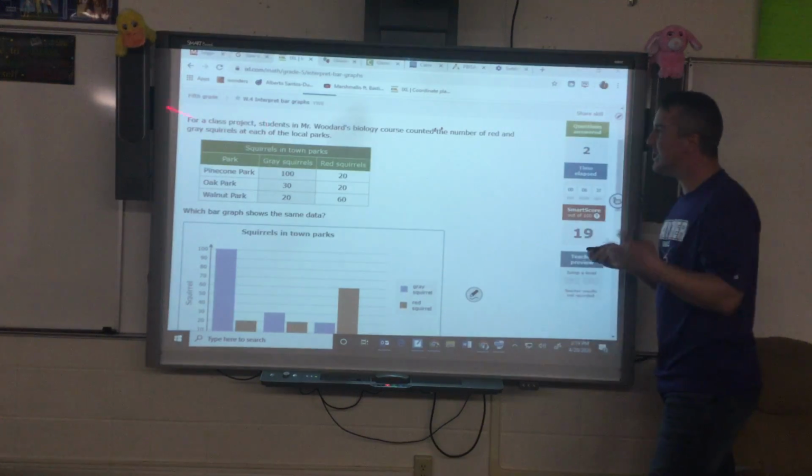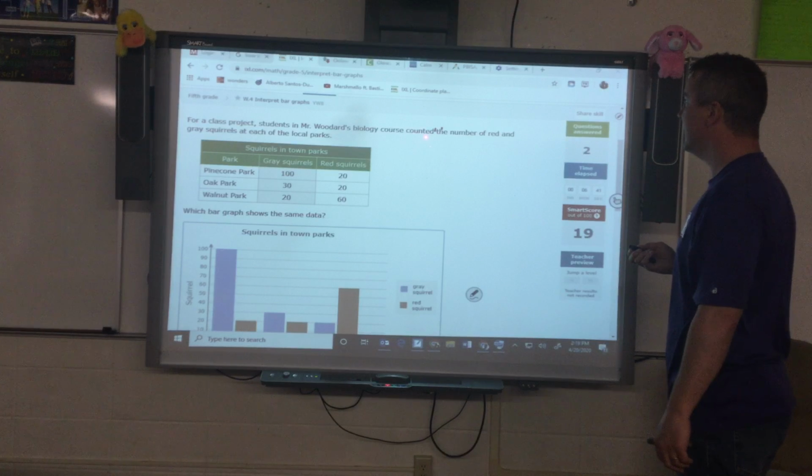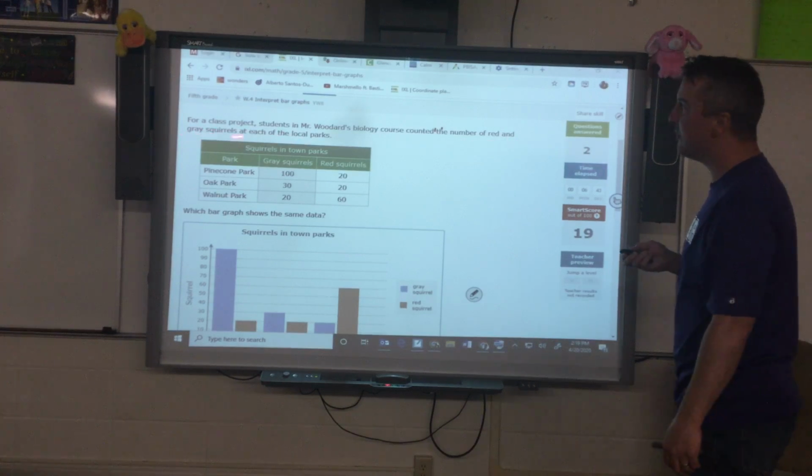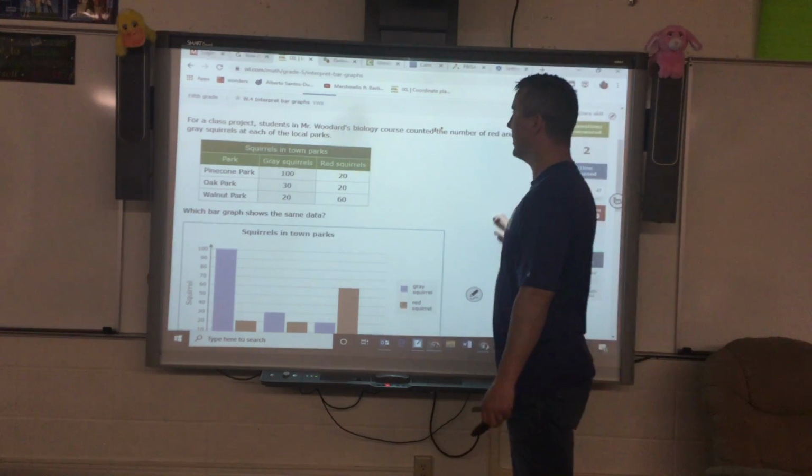So for our class project, the students in Mr. Woodlard's biology course counted the number of red and the number of gray squirrels in each local park. Not too bad. Gray and red squirrels. Counting some squirrels.